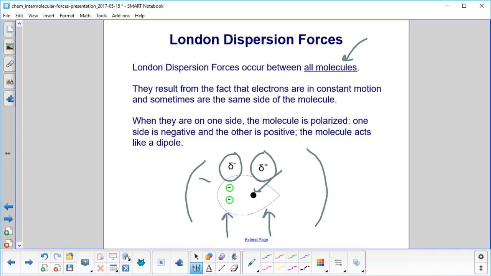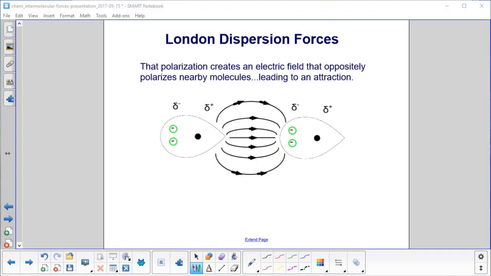It's called partial charge because its average value is less than your standard charge, your elementary charge, 1.6 times 10 to the minus 19th coulombs. So we label that as delta negative, delta minus, and then delta plus. And that is the partial charge. This polarization, this molecule over here, was polarized by the random movement of electrons.